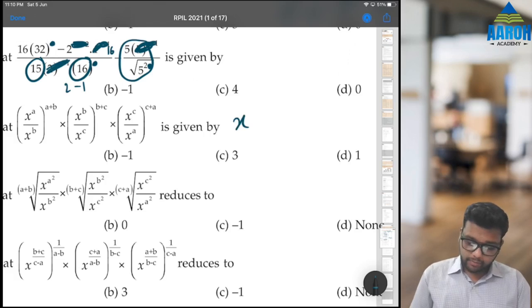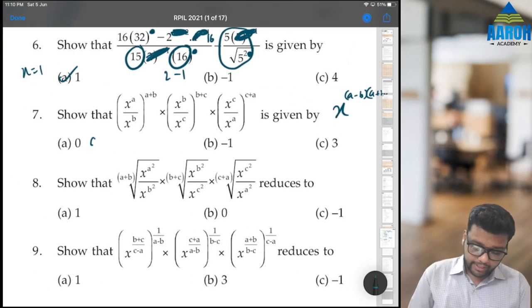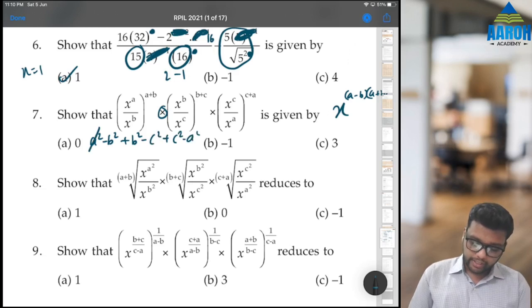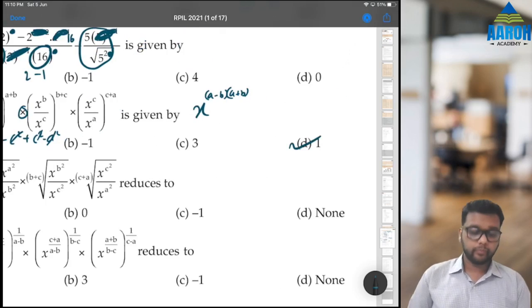x raised to a minus b, a plus b. So that is going to be x raised to a square minus b square. If you see simply, the first bracket is a square minus b square, plus, because it is a product, the second bracket will be b square minus c square, plus the third bracket will be c square minus a square. So we can cancel everything. x raised to 0, anything raised to 0 is 1.